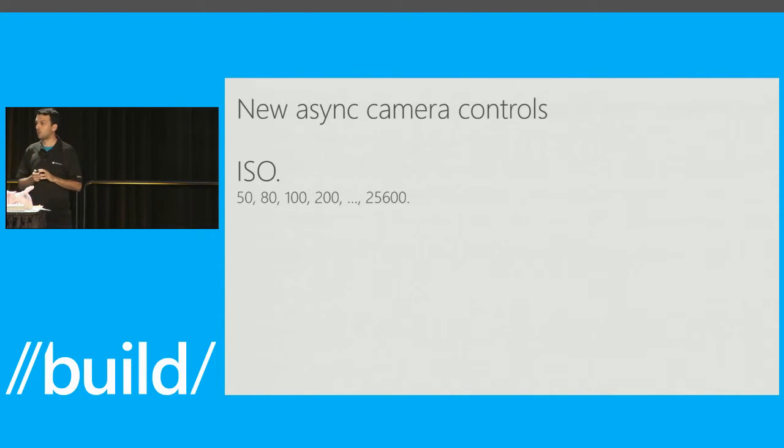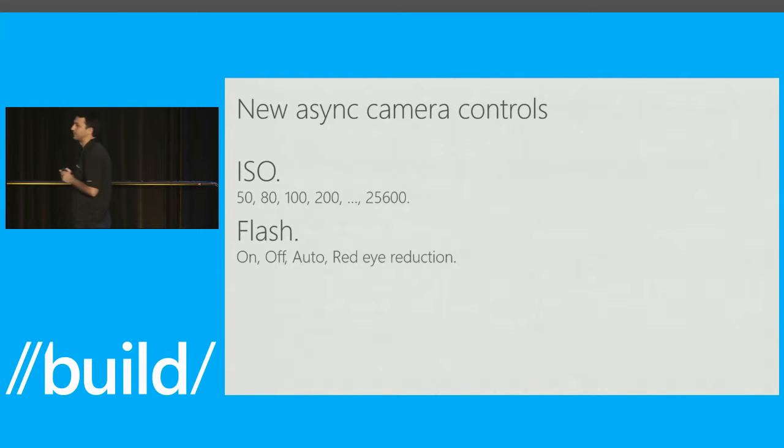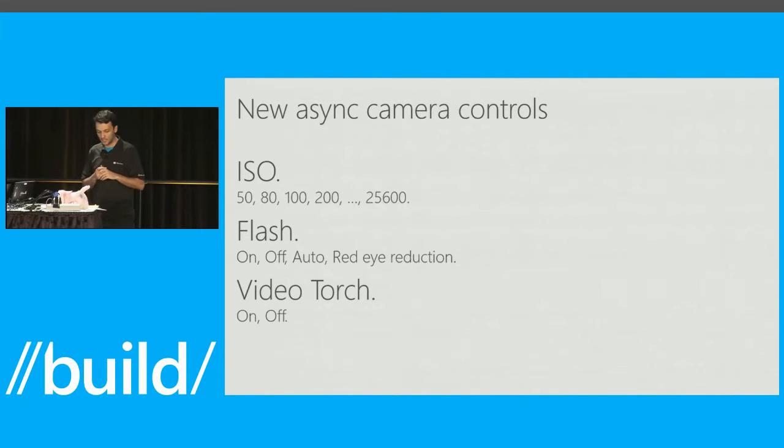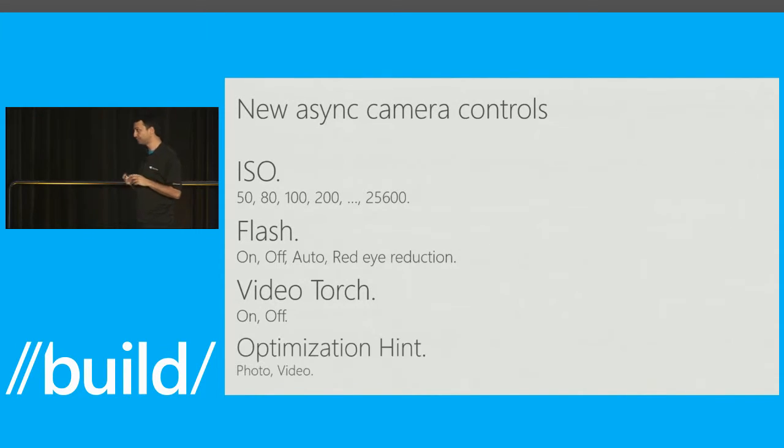Some other additional controls, we did have some of these things, but now we improved them and made them also asynchronous so that you know when the call is completed. So programmatically, you can take the next action. Before they were synchronous. So we have ISO. We have some new modes in Flash, red-eye reduction. We also have a new video torch, which allows you to have a light source when you record a video.